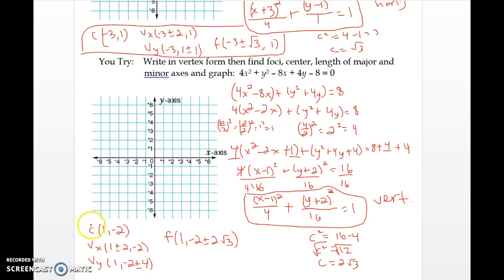Now that I've found everything, I found my equation, I found all my stuff, I can go ahead and graph this. The center is at 1, negative 2. I'm going to the left and right 2. That's your b. 1, 2, 1, 2. I'm going to go up and down 4 because that's your a. 1, 2, 3, 4. And down 1, 2, 3, 4. Then I'm going to connect my 4 vertices.